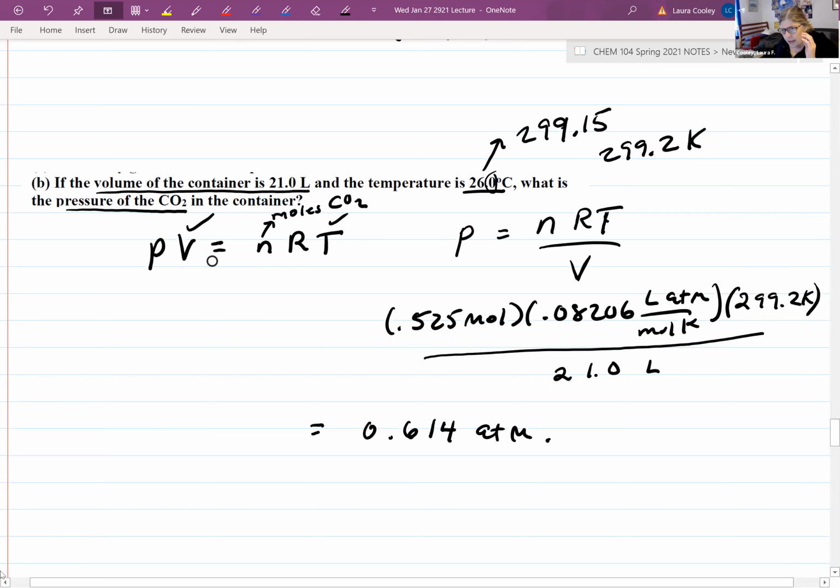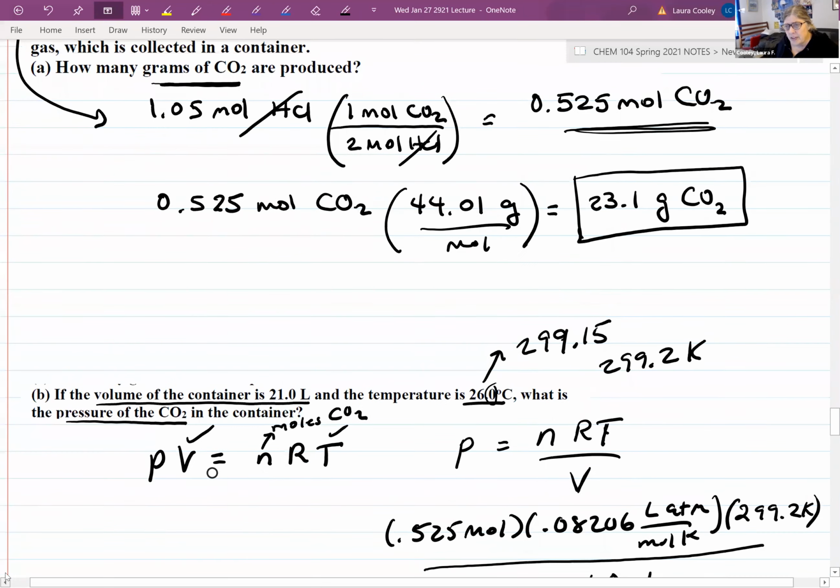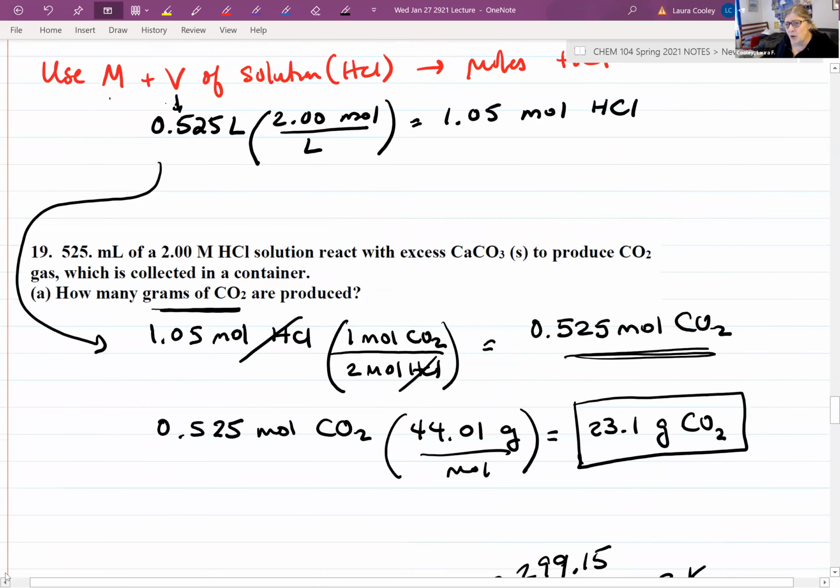Hold on, let me check something. How did you know how many moles there were? Hold on. Somebody wanted me to scroll up a little, so I'm going to do that. Oh, hold on. Is that okay? More?